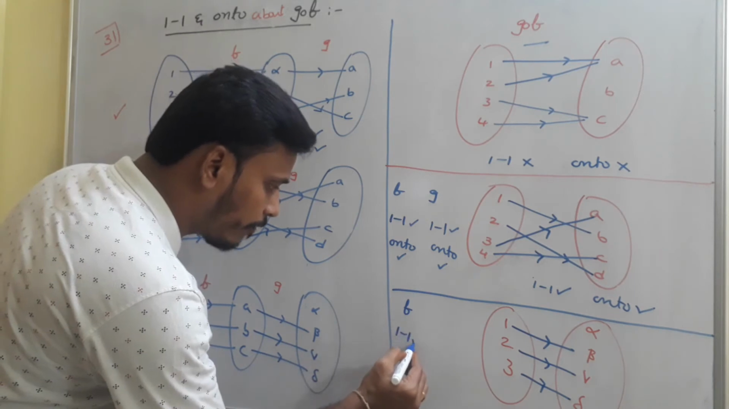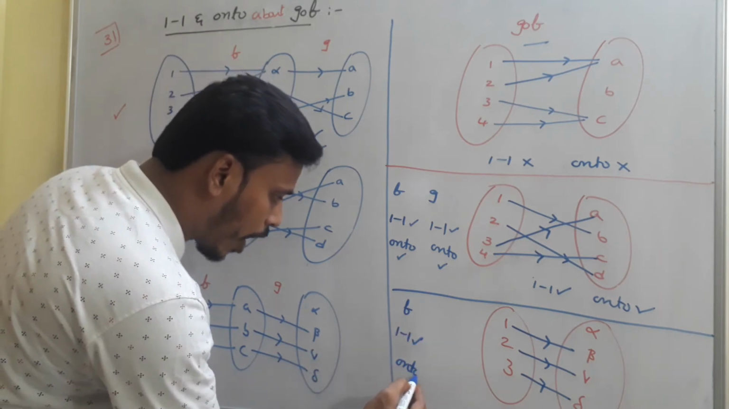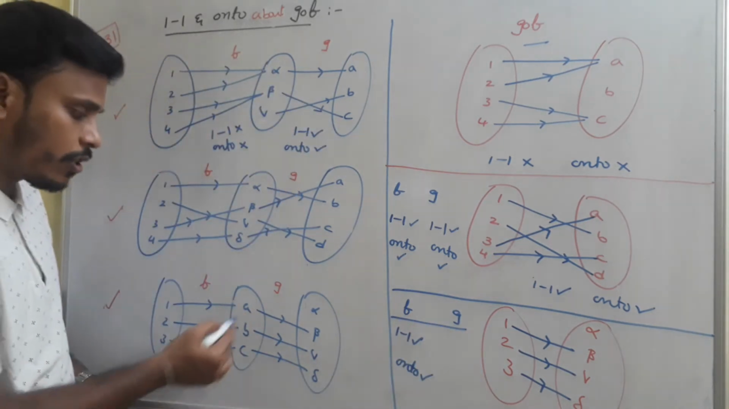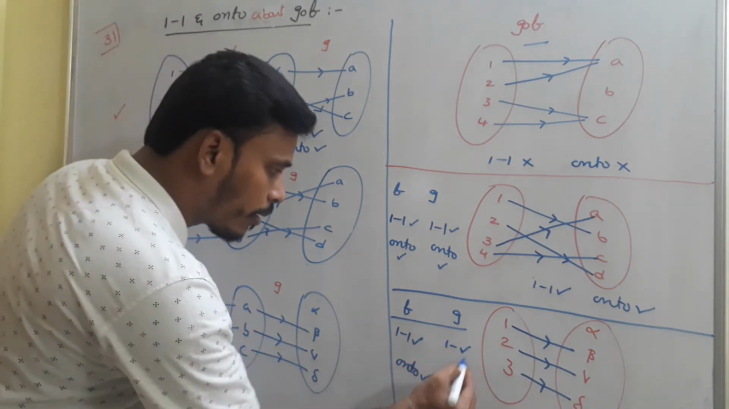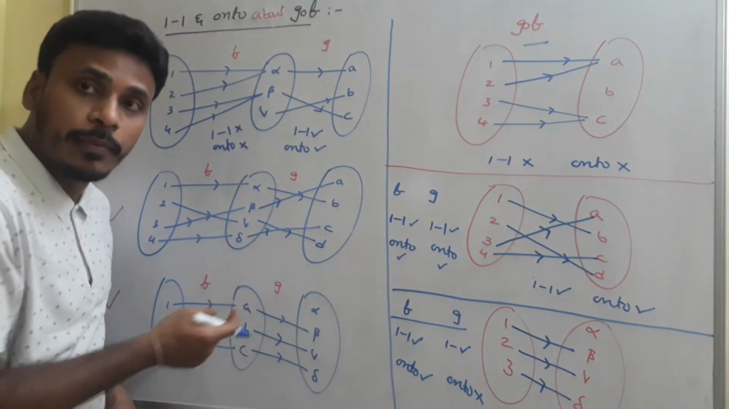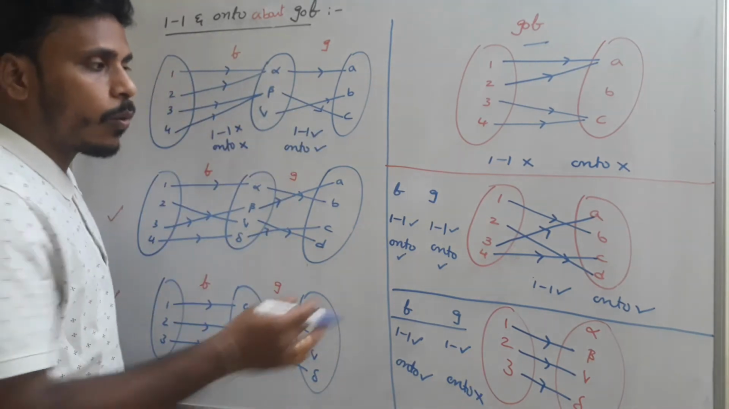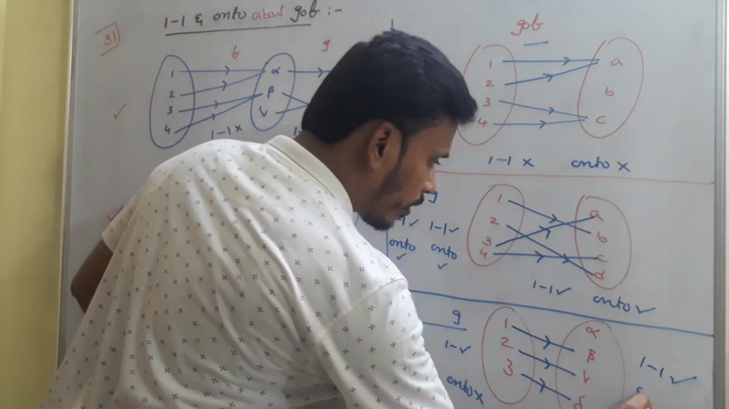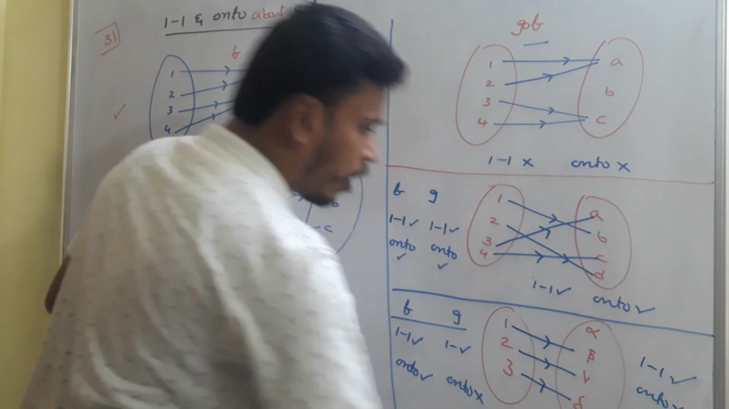F is clearly 1-1 and onto. But what do you say about G? When you think about Z, Z is also 1-1, but G fails to be onto because this alpha has no pre-image here. Okay. Then what do you say about G circle F? G circle F is again clearly 1-1, but it fails to be onto.